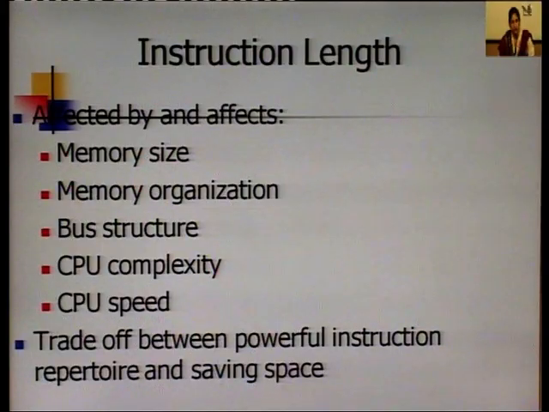Now what are the factors that affect an instruction length? The factors are: first, memory size; second, memory organization; third, bus structure, which is followed by the CPU complexity and the speed of the CPU. There is a trade-off between powerful instruction sets and saving space.